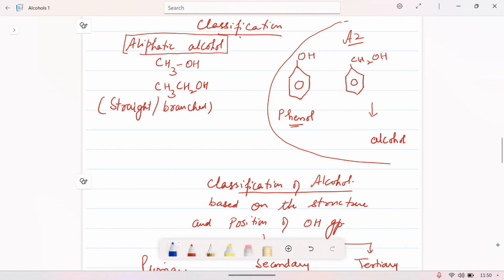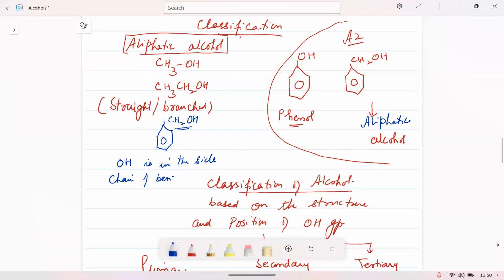This is aliphatic when it is attached to the side chain. This is aliphatic. So they may ask you questions on this, which is rare, but this will behave as an aliphatic because it is in the side chain. So if the OH is in the side chain of benzene, then it behaves as aliphatic.